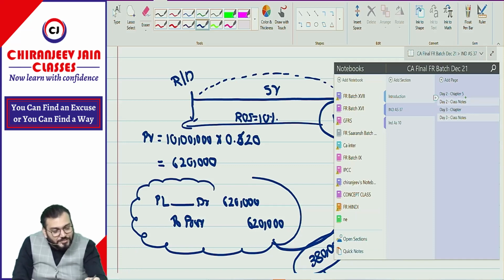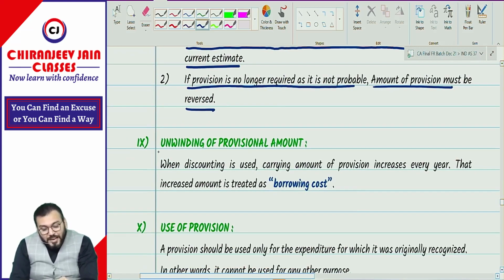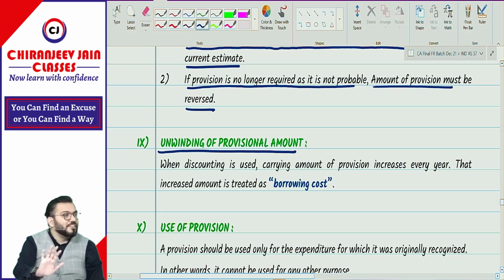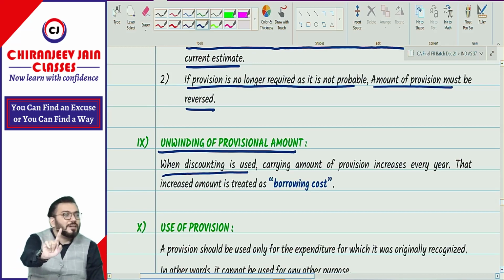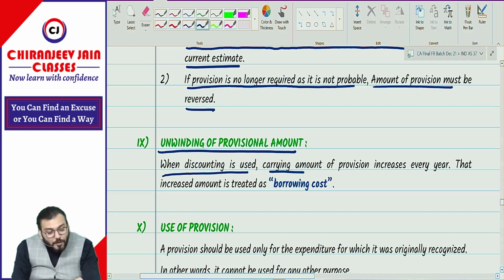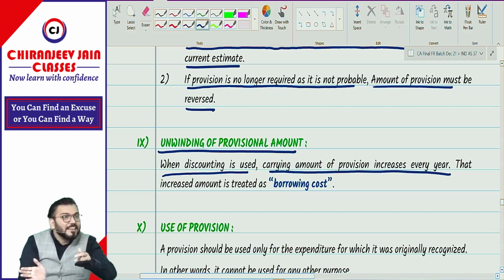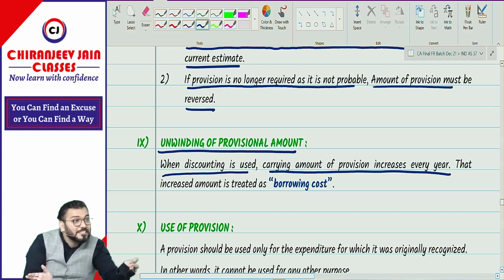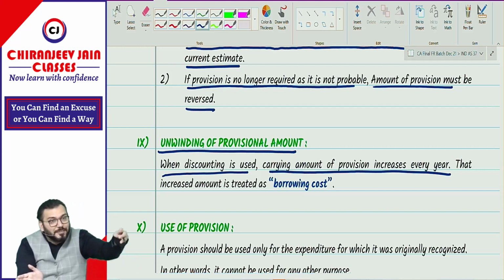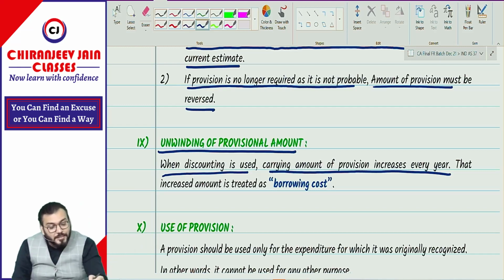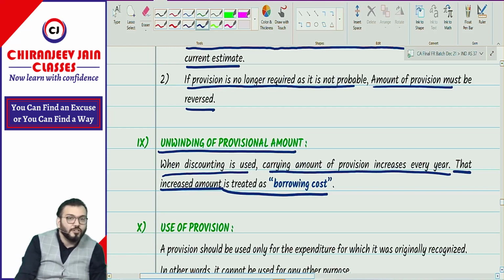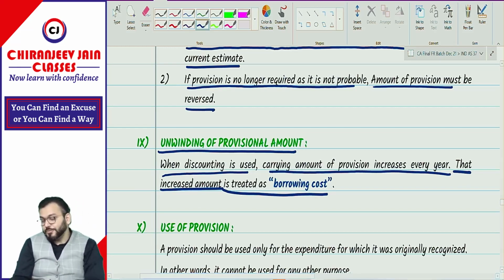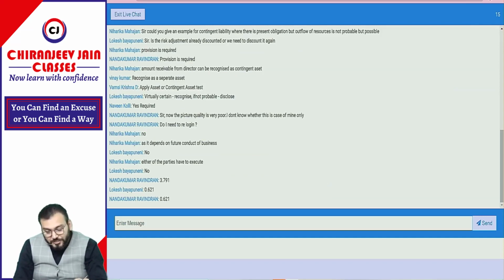Let us check what is given. Unwinding of provisional amount. Correct? When discounting is used, when time value of money is material, the carrying amount of provision increases every year. Means every year you need to add interest of 10%, 10%, 10%, 10%, 10% for 5 years. That increased amount is treated as borrowing cost, which will be charged to profit and loss. Have you understood? I hope you are understanding.